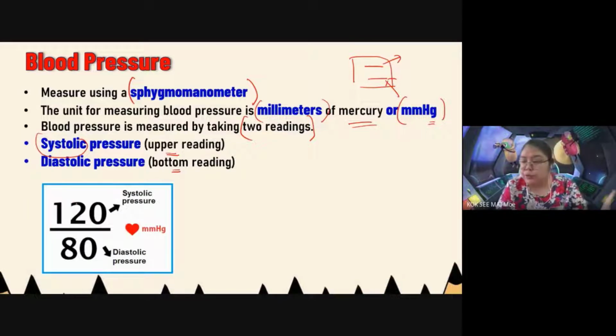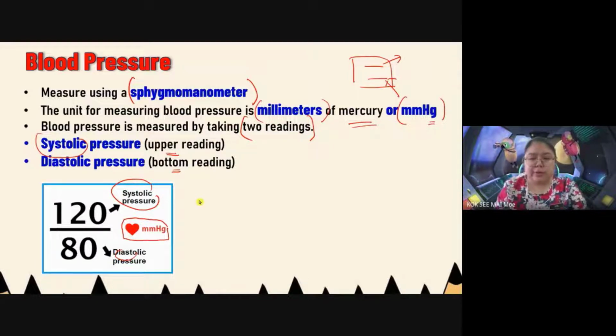They will show you 2 readings, one is the upper part and one is the lower part. The upper part is systolic. Normally, the upper number must be bigger compared to the lower part. The lower part is diastolic pressure. Then you must see the unit they use to measure, which is millimeters of mercury. So this one is a sphygmomanometer. Later we learn what systolic means and what diastolic means.